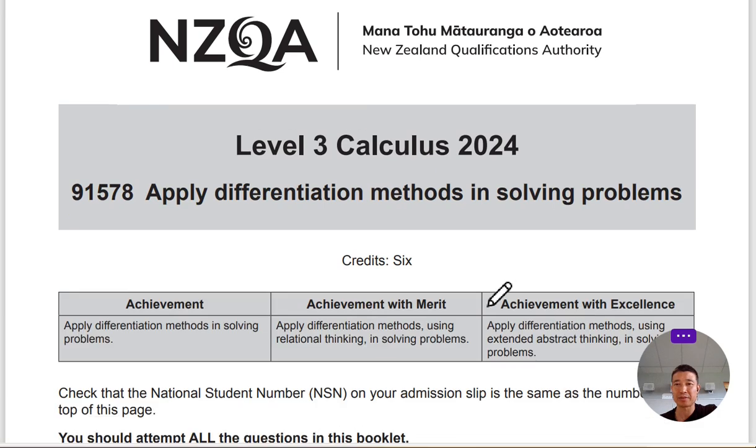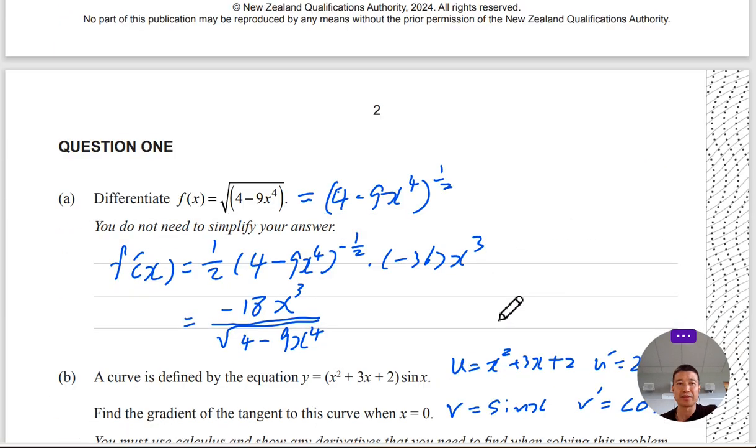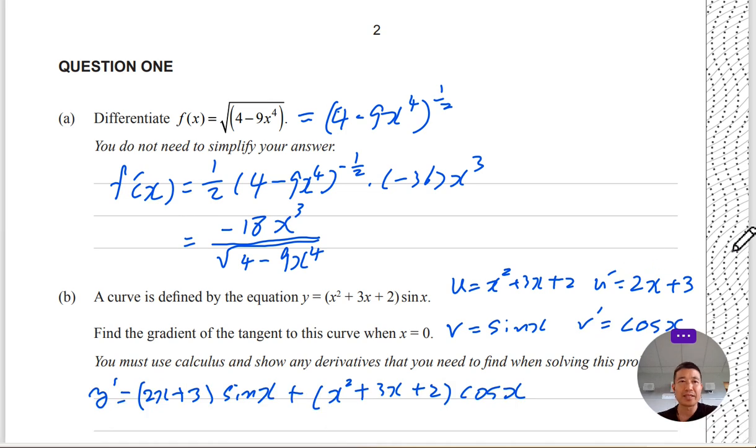Have a look at the first question 1A. It says differentiate f of x equals square root of 4 minus 9x to the power of 4. So I recommend you change it to an index form, and then you differentiate. So this one requires chain rule, isn't it?